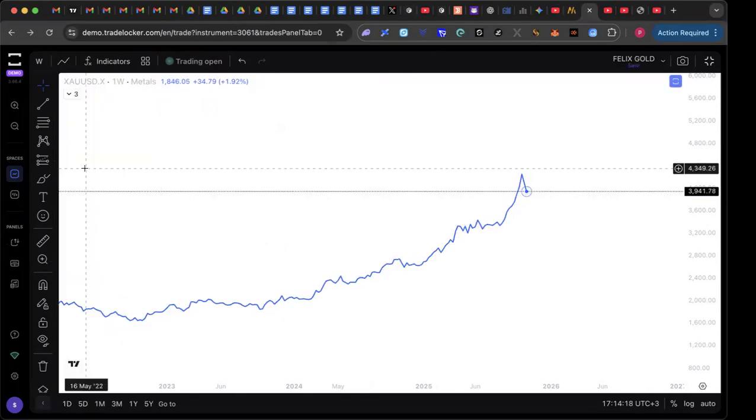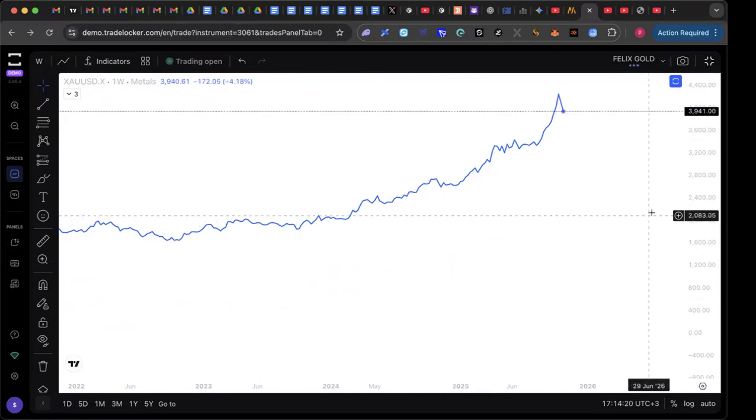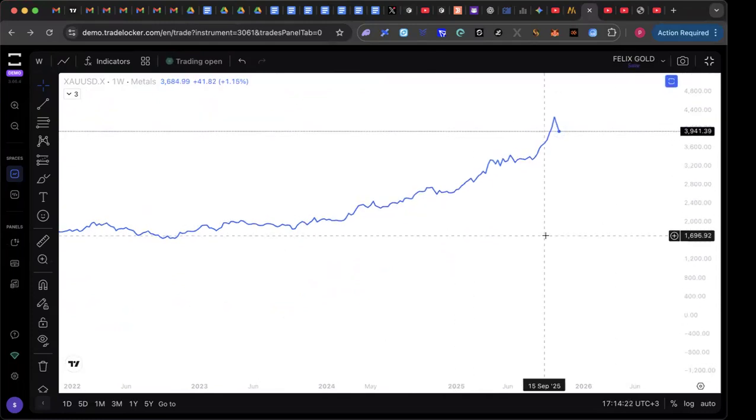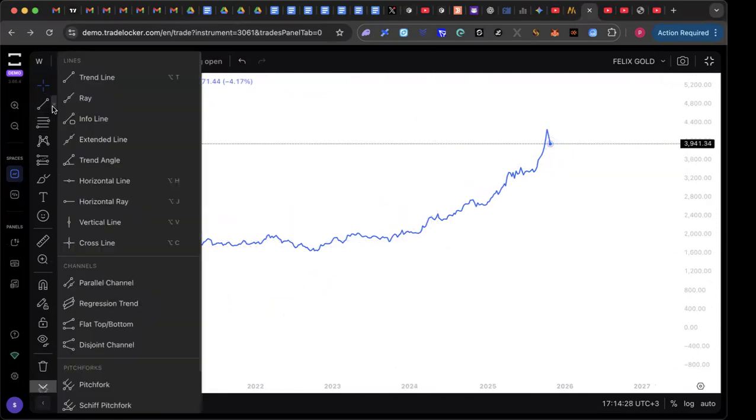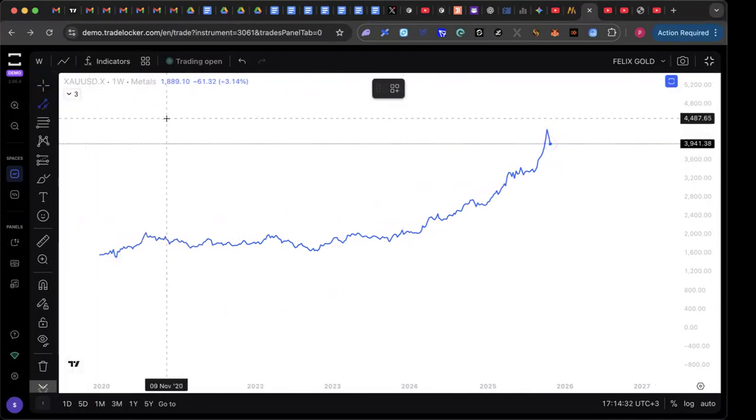So I first change everything to line chart, so you can see very clean and be able to see important areas. That's to mark my horizontal line. So I use these parallel channels, and I'm going to mark it from the top.